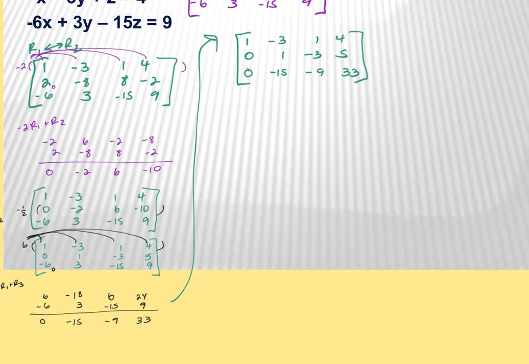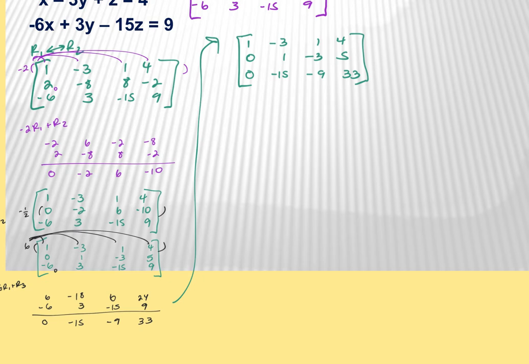Now where do I go? What do I want to do? Couldn't you multiply the bottom one by a third? You could, sure, make it smaller numbers. Sure, but you don't need to, right?